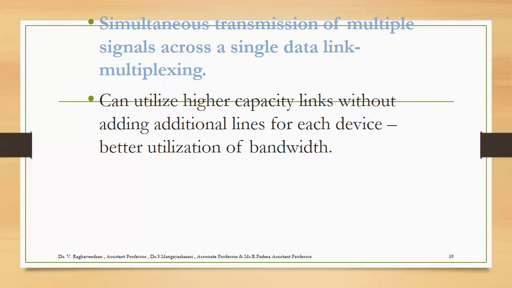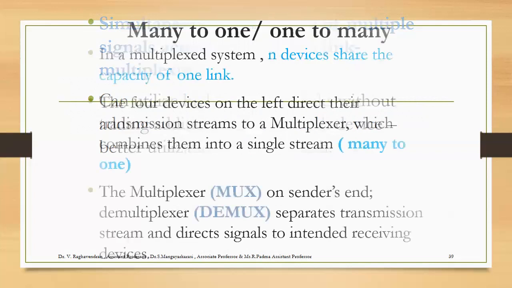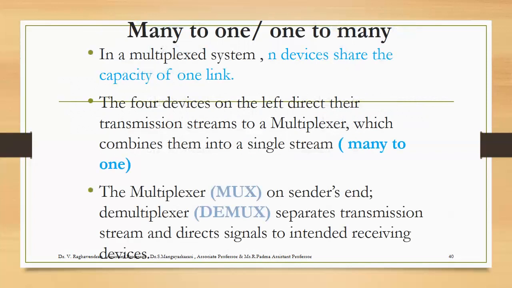It can utilize higher capacity links without adding additional lines for each device, for the purpose of better utilization of bandwidth. Next, I am going to explain what is meant by many to one and one to many. In a multiplexing system, we use n number of devices, and the n devices share the capacity of only one link. For example, consider 4 devices on the left that direct their transmission streams to a multiplexer, which combines them into a single stream.